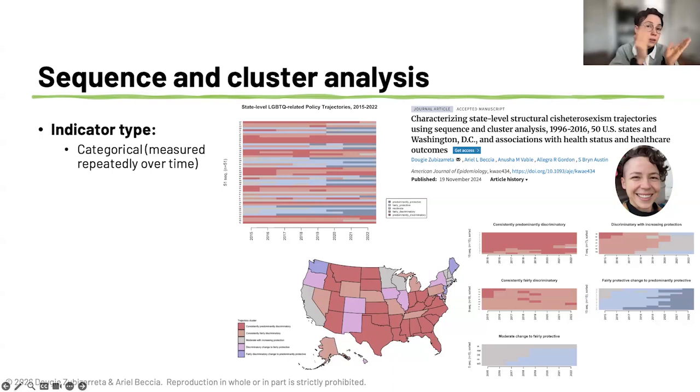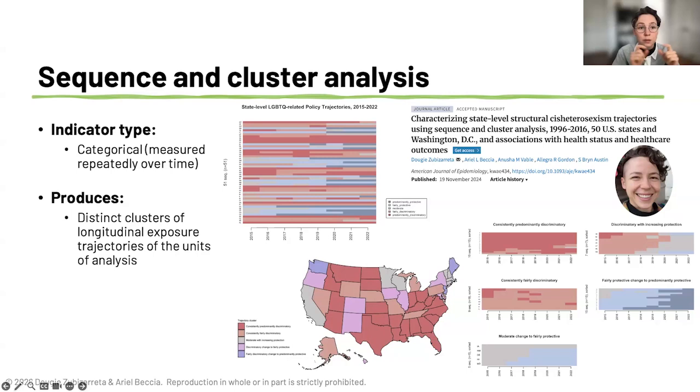So it could be like laws and policies, discriminatory, protective, and then if you have that middle category, for example, measured over time. And it's a little bit tricky because you need at least 10 time points. And so that's one consideration for whether or not you can use it. But essentially, sequence and cluster analysis produces distinct clusters of longitudinal exposure trajectories of the units of analysis.